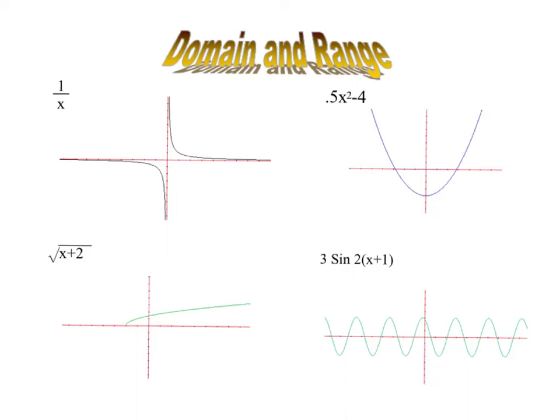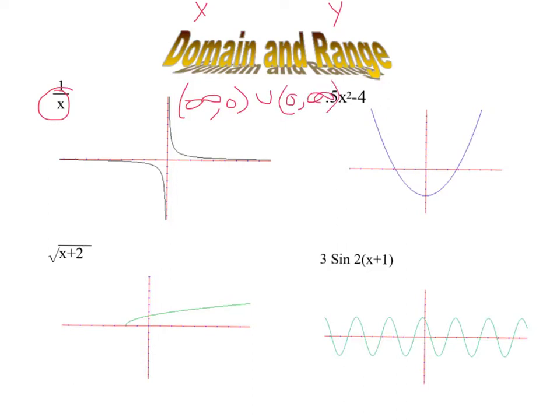In section 1.2 we talk a little bit about domain and range, and I just want to hit on the reminder that domain deals with what x values we can and can't put in, and range deals with what y values we can and can't put in. So in this case, the domain is, of course, that x can't be 0 because we can't divide by 0. So our domain would be from negative infinity to 0 and from 0 to infinity.